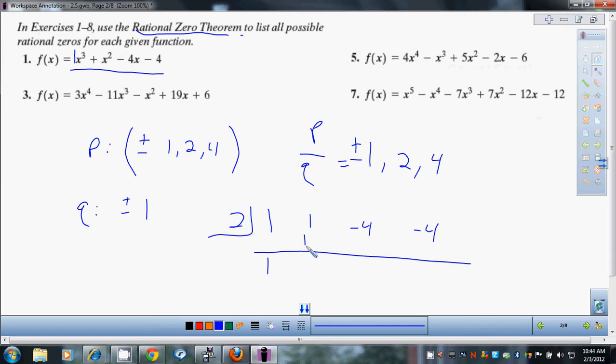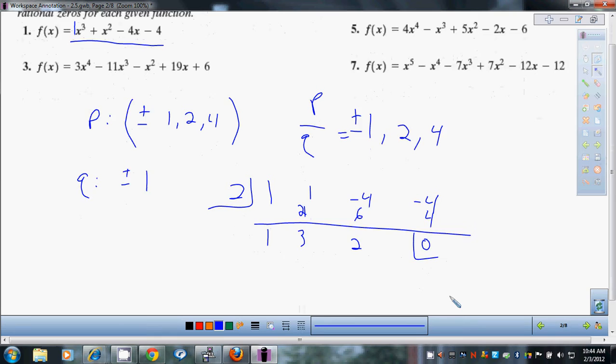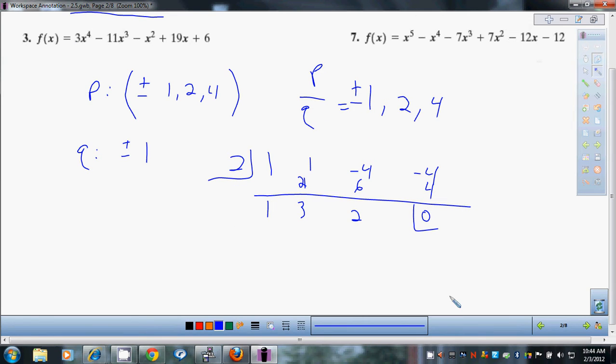Drop the 1. I'm sorry, this will be a 2. Multiply, add, multiply, add, multiply, and if you did it right, you should get a 0 remainder. What is our depressed polynomial now? Very good. And you could easily use the quadratic equation to find your last two roots. And that's 80% of what we're doing today.